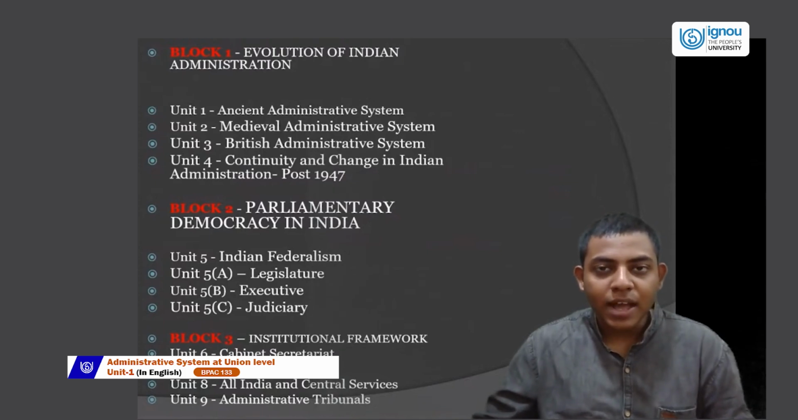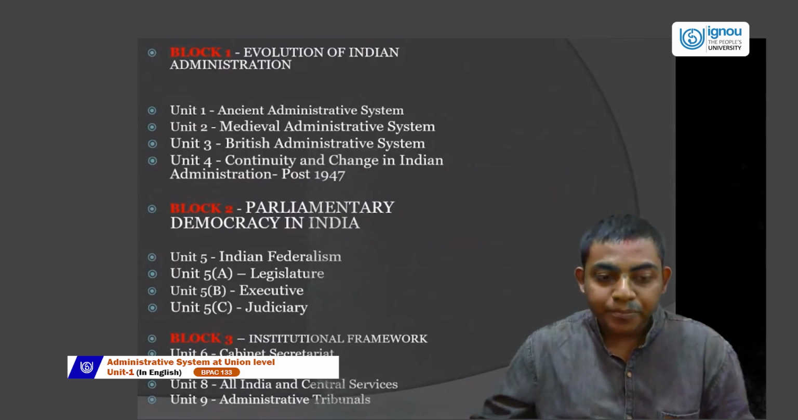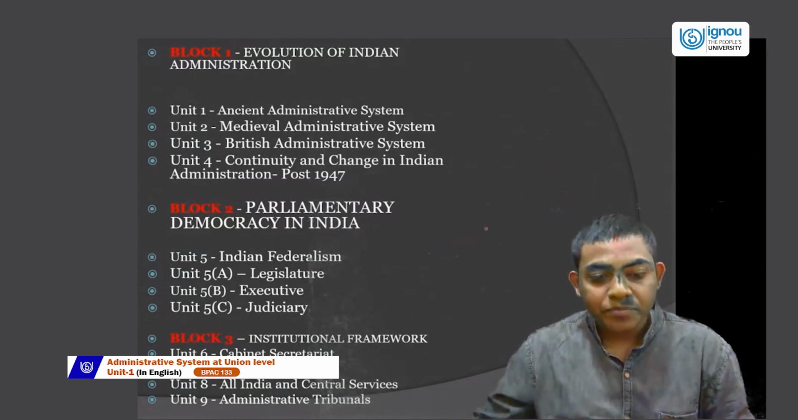The second block that we have is parliamentary democracy in India. Here we have 4 units. The first one is Indian federalism, where we're going to study the federal structure in our country. In the second unit, we're going to study the legislature in our country, the parliament, including the Lok Sabha, the Rajya Sabha, and also the state legislatures. The third unit is related to the executive, and finally, the fourth unit of this second block is related to the judiciary.